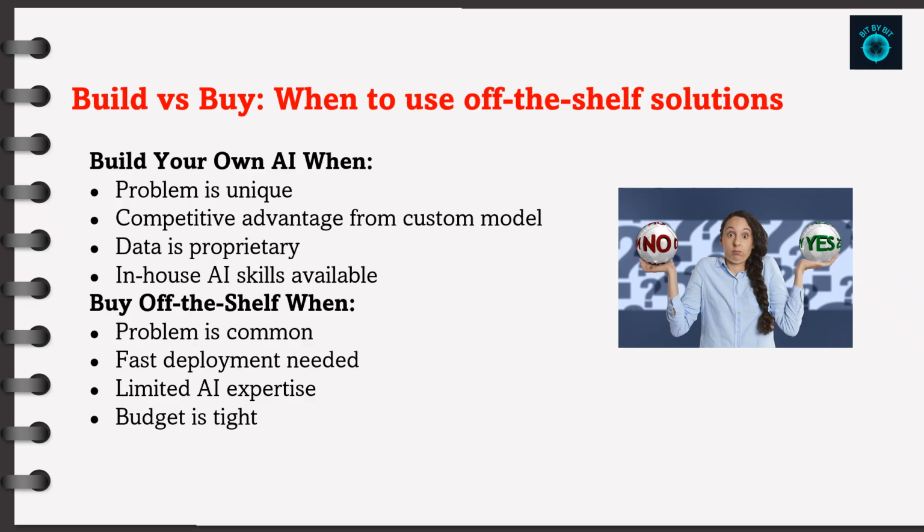Now, when should you buy an off-the-shelf solution? This makes sense if the problem is common, like OCR for scanning documents, chatbots, or speech-to-text transcription. If you need fast deployment without months of development, pre-built solutions are ideal. They are also a good choice if your team has limited AI expertise. And for smaller budgets, buying can be more cost-effective because you skip the expensive training phase. In short, build for unique, high-value problems where you have the skills and data. Buy for common, well-understood problems where speed and cost are priorities.